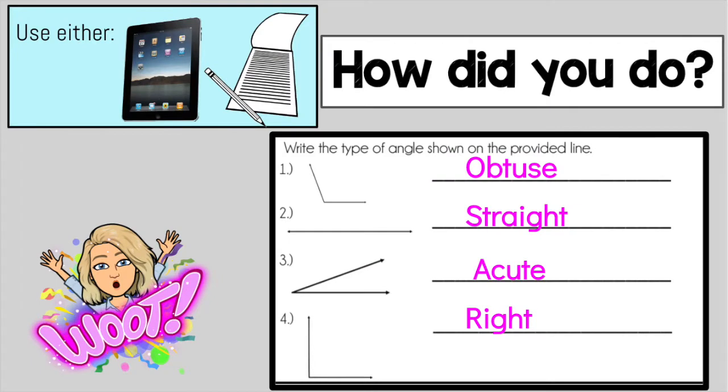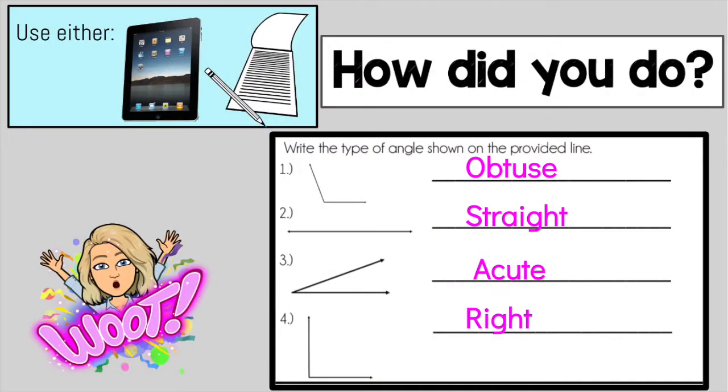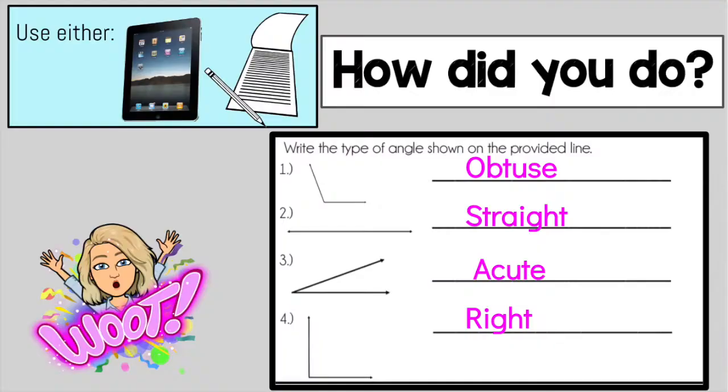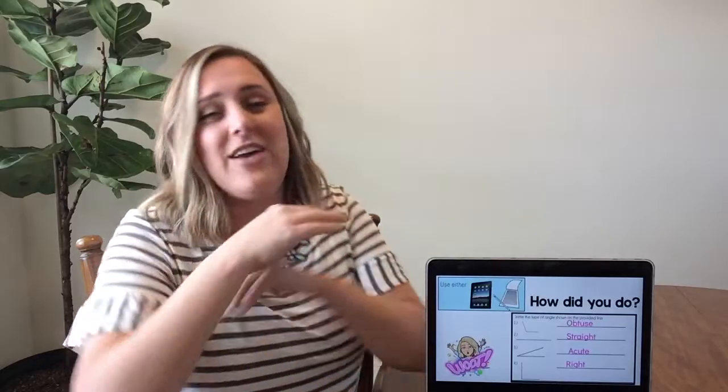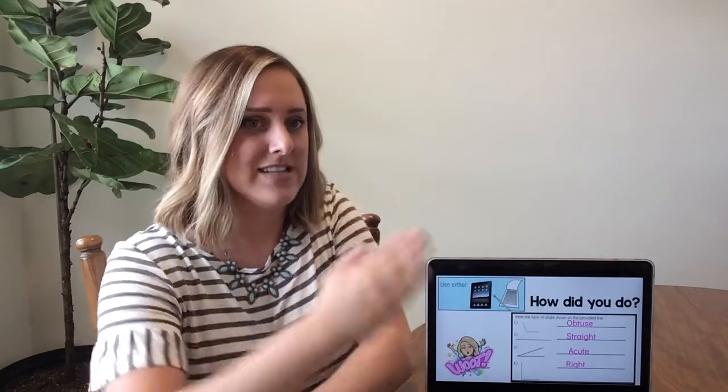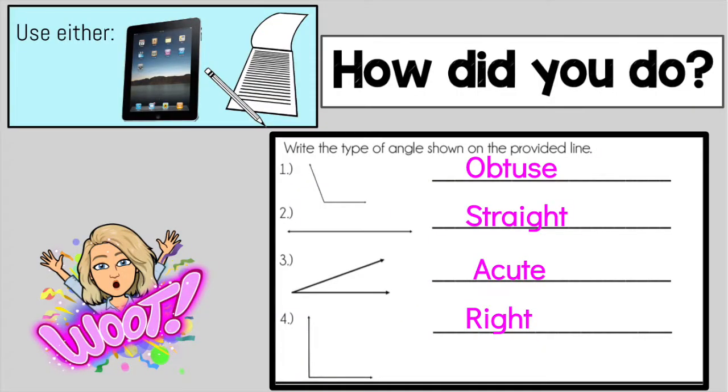Let's check how we did. The first angle is an obtuse angle because it measures bigger than 90 degrees. The second angle is our straight angle because it measures exactly 180 degrees. It looks straight. The third angle is an acute angle. Oh, so cute, because it looks smaller than 90 degrees. And then lastly, we have our right angle because you can see that it looks like a perfect L shape.